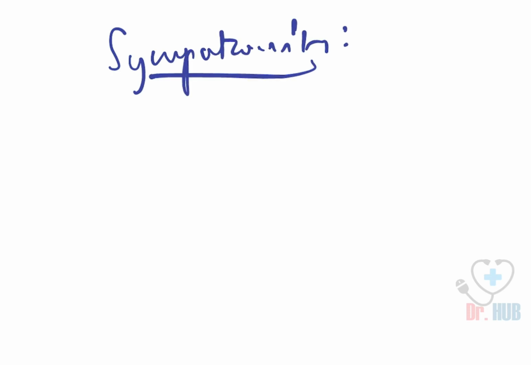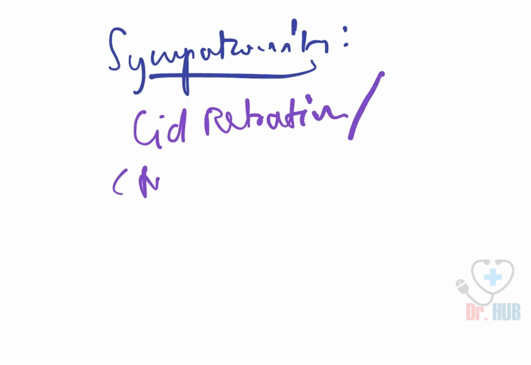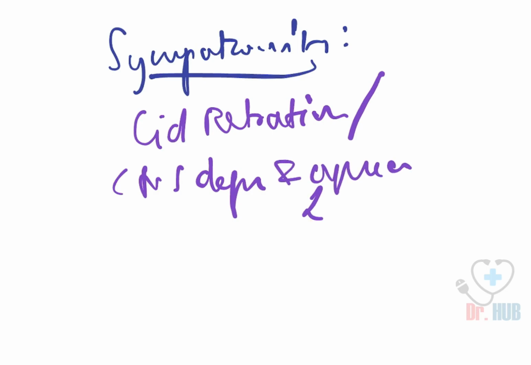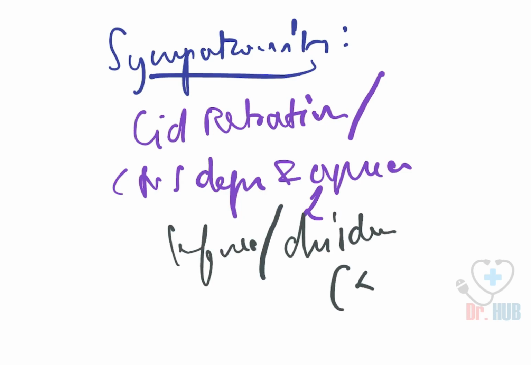So now to answer our questions which we initially asked. The question was, in case of sympathomimetics, what are the adverse effects? The adverse effects include lid retraction, the retraction of the lid, as well as CNS depression and apnea. The CNS depression and the apnea occur in infants as well as children. So this is nothing but less than 2 years.